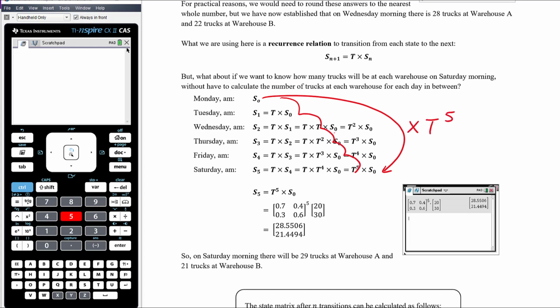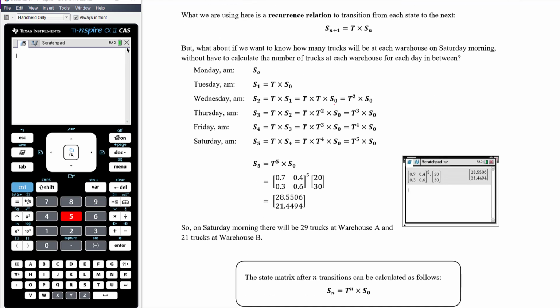So I'm multiplying by the transition matrix 5 times. Okay, so if we want to do that, we can get our CAS to do that straight away to work out the 5th state, which in this case would correspond to Saturday morning.